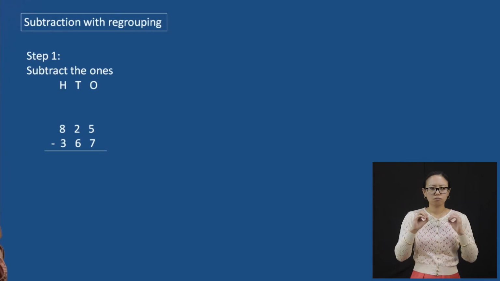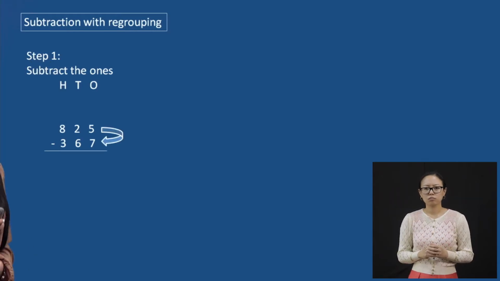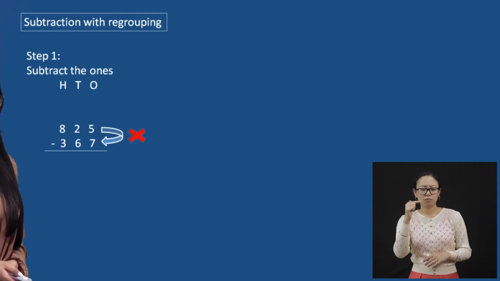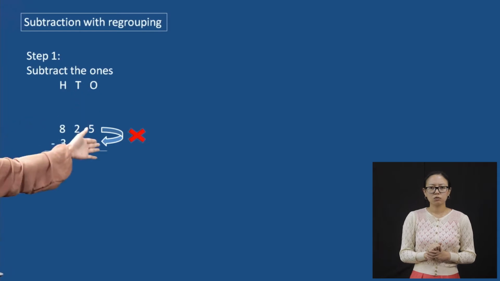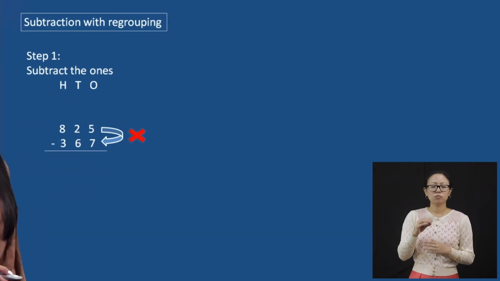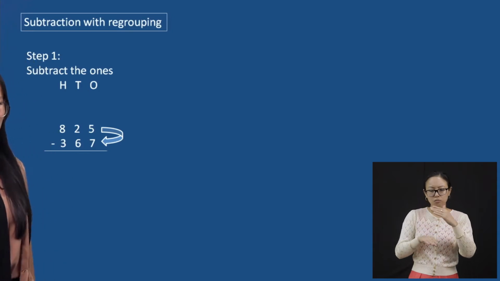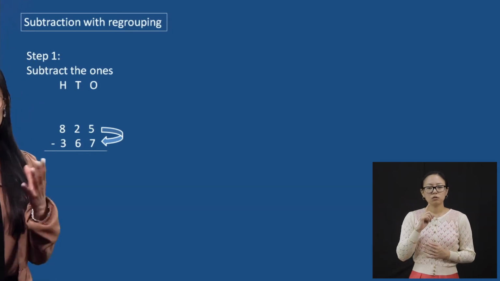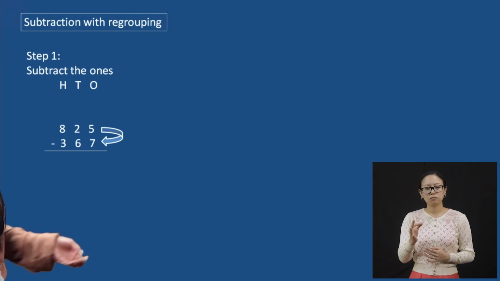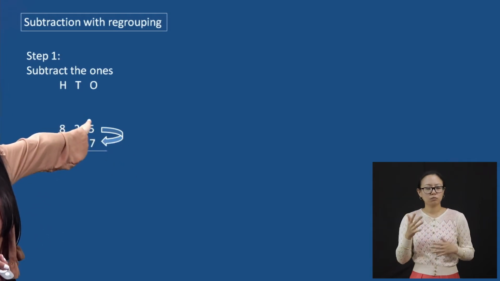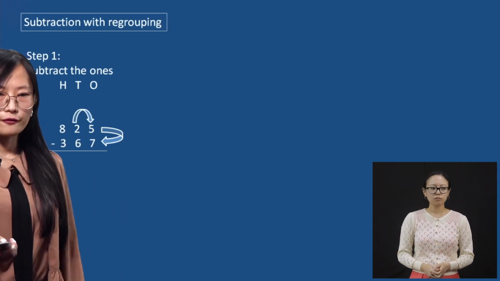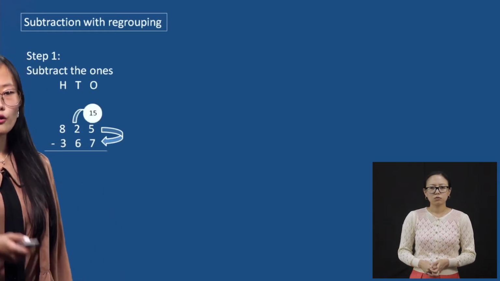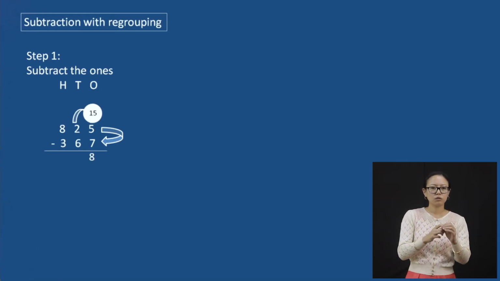So here, 5 minus 7. See, if you try to subtract 5 minus 7, it is impossible. Why? Because the number 5 at the top is less than the number at the bottom. So in this case, you have to regroup the numbers, by which you borrow one from the tens place. You take one from the tens place, which makes it 15 ones. So 15 minus 7, you get the answer 8.